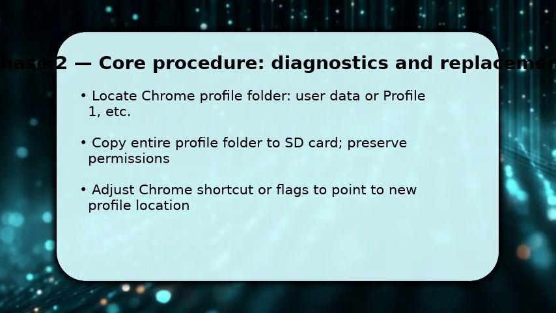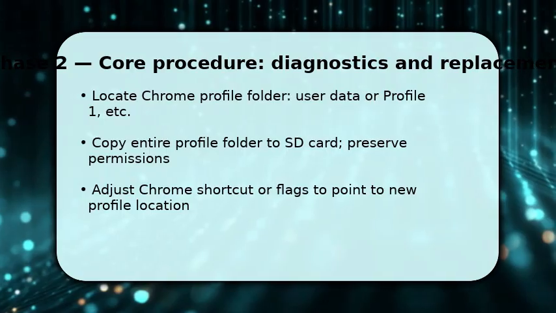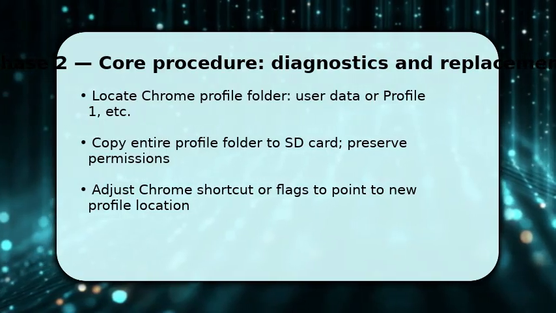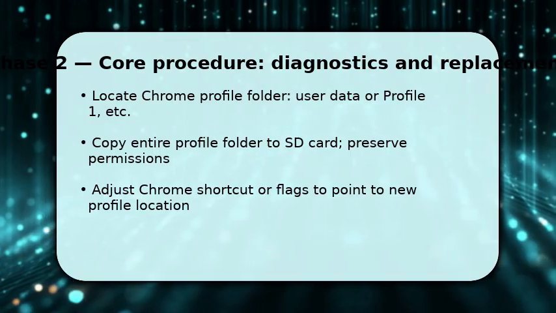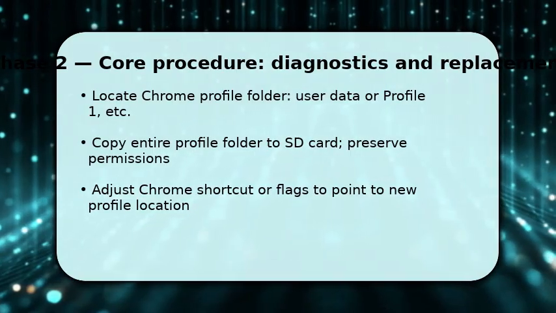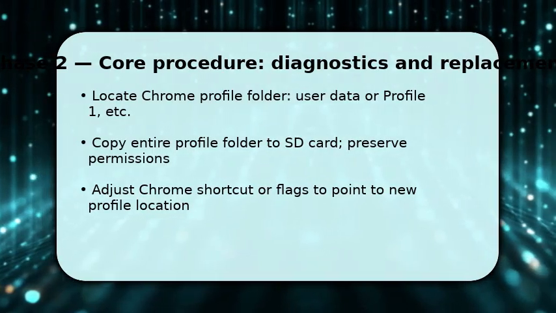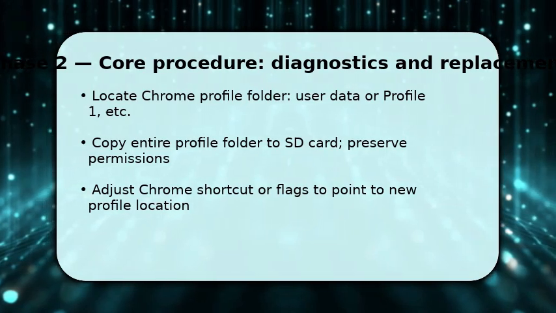Once copied, modify Chrome launch options. Use user-data-dir equals the SD card path on desktop, or change storage settings or symbolic links on Android if supported. Make sure paths match exactly, because Chrome verifies the profile integrity.